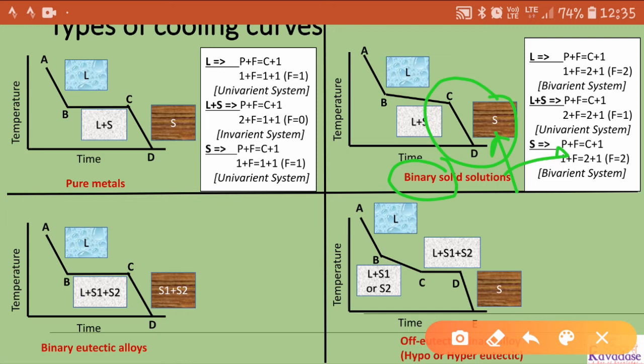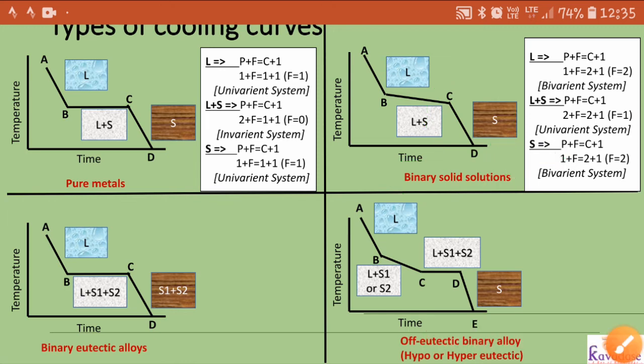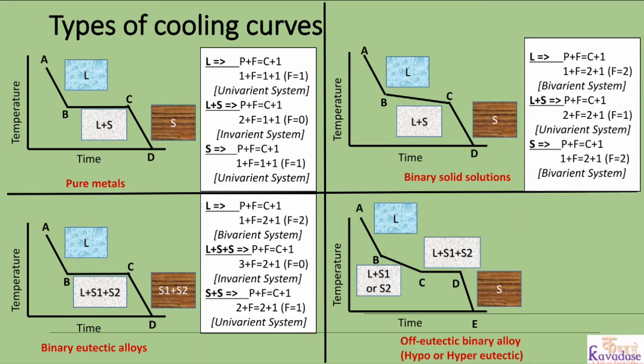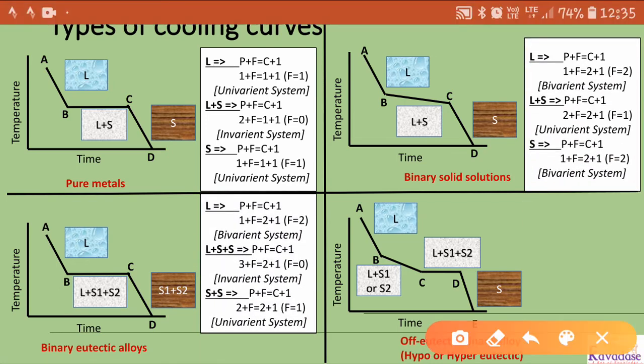Then in the third case, binary eutectic system, in A to B only one phase is there, and binary means two components are there. After putting the values, P equal to 1 and C equal to 2, you will get F equal to 2, means degrees of freedom is equal to 2, that is bivariant system.